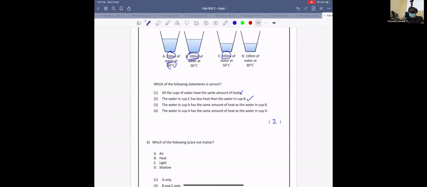The water in cup C has less heat than the water in cup B. Correct. Cup B got more heat because they have the same temperature, but B got greater volume. Understand?